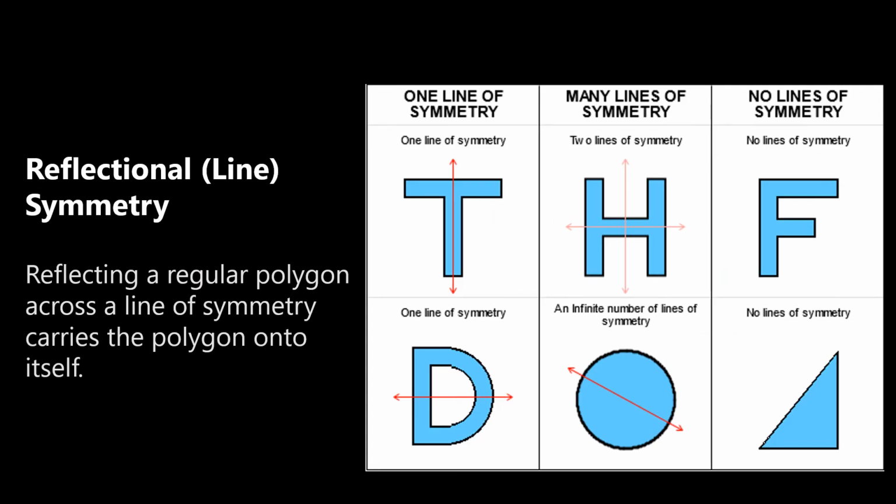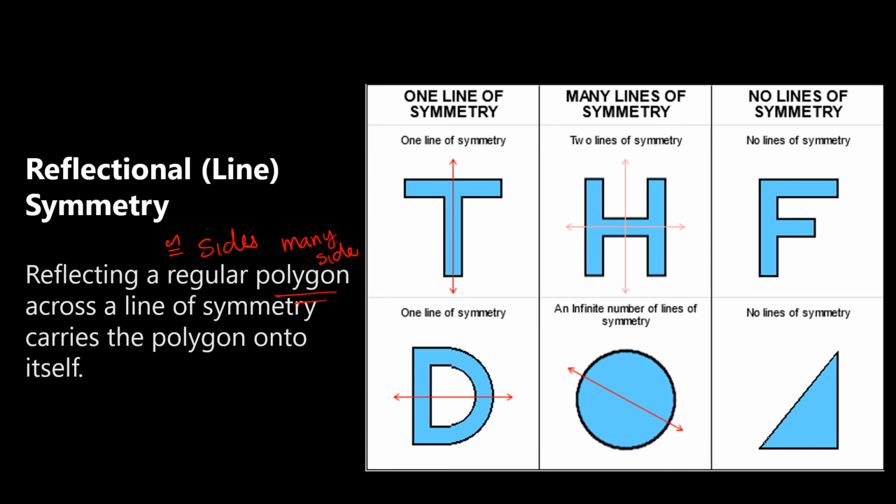So let's go ahead and continue to the next part of our review, which is on reflectional and rotational symmetry. So reflectional, or what we sometimes call line symmetry, is when we reflect a regular polygon across a line of symmetry, and that carries the polygon onto itself. So when you see this word regular polygon, that means it has congruent sides. So all of the sides are the same. And polygon just means you have many sides. Okay? So a polygon could be a triangle, a quadrilateral, pentagon, hexagon. It's just a figure with many sides.